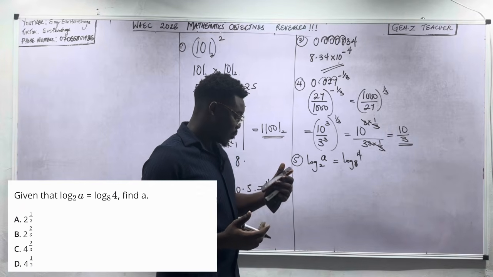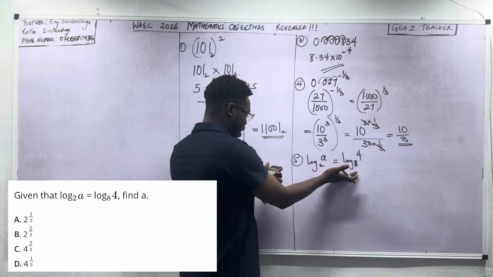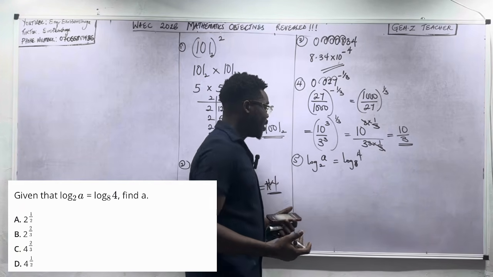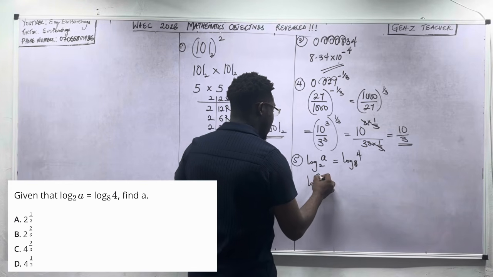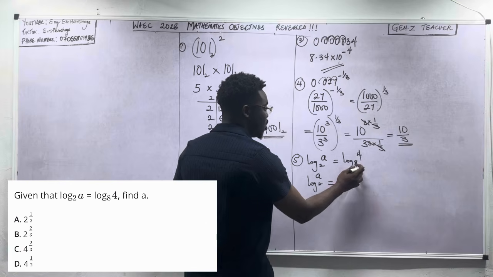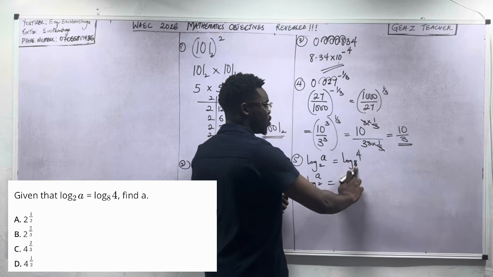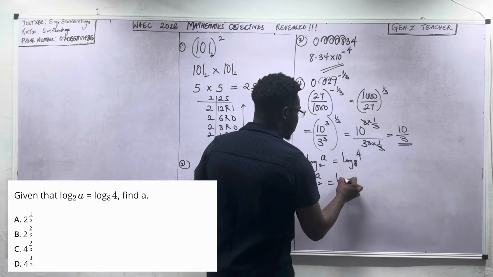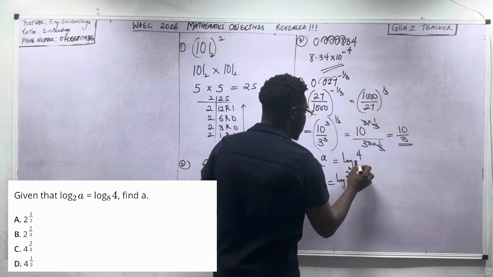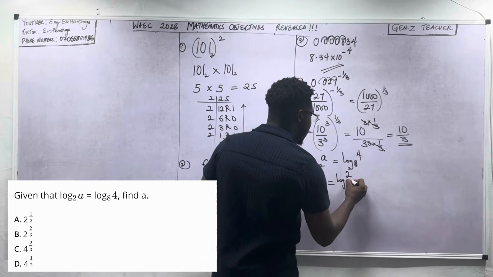Number 5 says, given that this equals that, find the value of a. Logarithm. Let's make sure the bases are the same. Over here we have log a to base 2, and here we can convert this to a number that has 2, and 4 as well, a number that has 2. It becomes log 4, where 4 is 2 raised to power 2, and 8 is 2 raised to power 3.